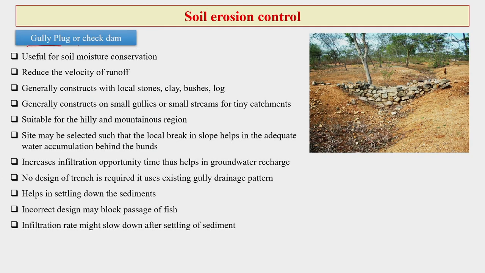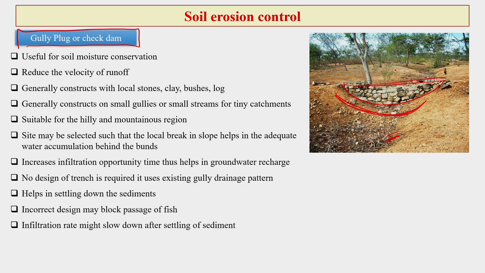Now, next after gabion, we have the gully plug, another technique that can be used for controlling erosion and water loss. As you see here, this is the gully, which has been plugged by, again, locally available material, boulders, stones. And as I said, it can also be packed with dry roots, dry leaves, etc., whatever is locally available. Because in certain areas, communication or transportation of required material would be very, very difficult. So, in that case, whatever material is available in situ can be utilized in a smart way to reduce the soil loss. It's useful for soil moisture conservation.